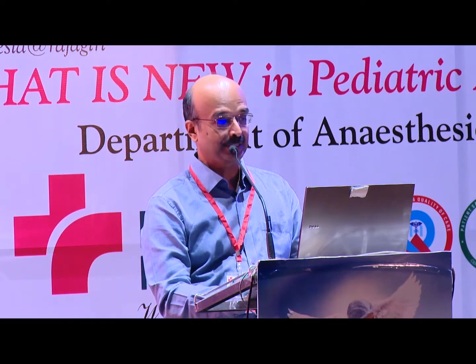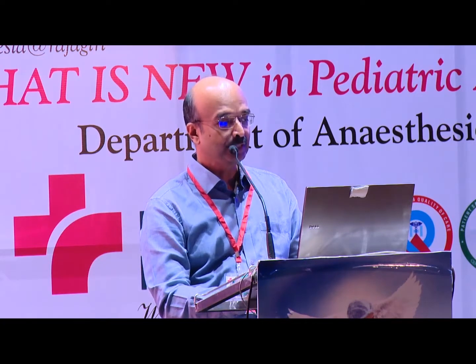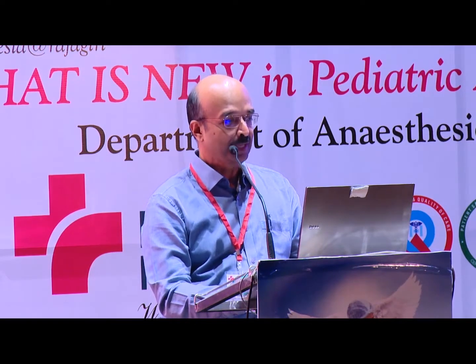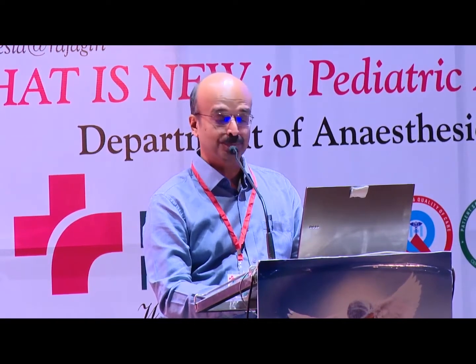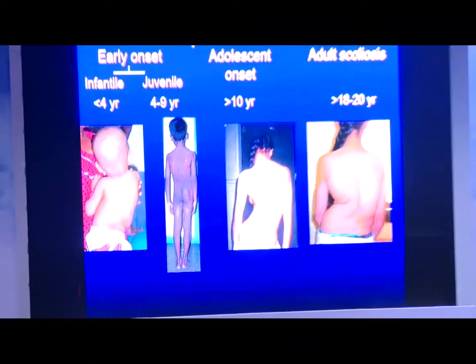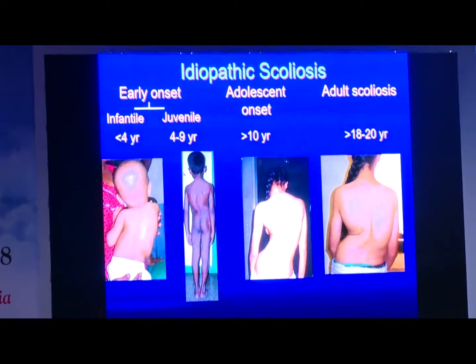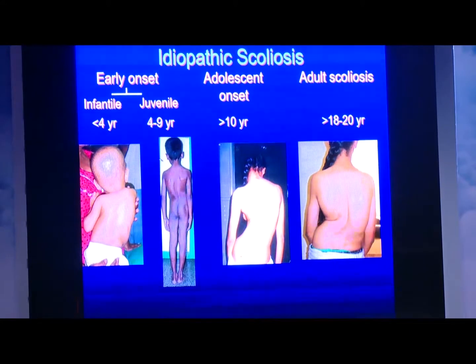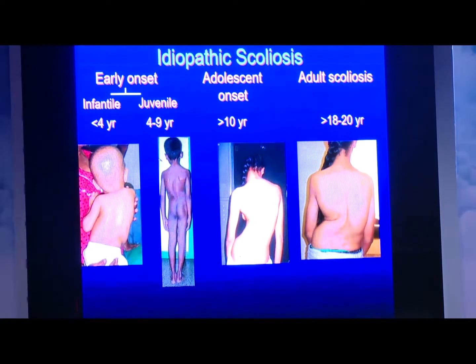Age of onset again is very important. It's divided into early onset, which is divided into infantile if it's less than 4 years, and if it's between 4 and 9, we call it juvenile. And adolescent scoliosis, which is much more common, starts after 10 years. I would want to confess that the majority of our adolescent scoliosis surgeries are from the state of Kerala. For some reason, I do not know, the patient population in Kerala has the largest number of adolescent scoliosis.